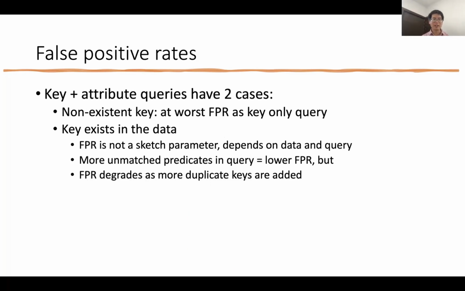If I query for a key plus a predicate, then there are 2 cases. First, if the key doesn't exist in the first place, then at worst the false positive rate is the same as that for a key-only query. If the key does exist in the data, then the false positive rate is going to depend on both the data and the query. It's not a single number attributed to the sketch. If there are more unmatched predicates in the query, then the false positive rate is lower, but the false positive rate degrades as you add more and more duplicate keys.